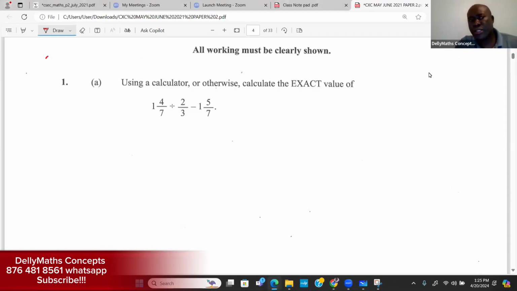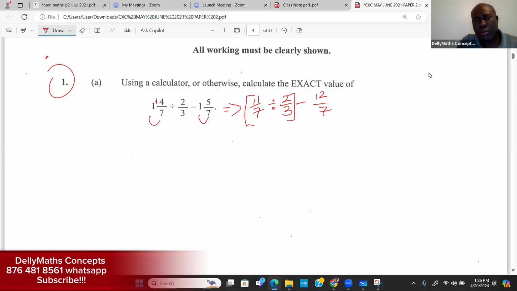All right, so the first question says we have 1 4/7, and we're going to divide this by 2/3, then subtract 1 5/7. So I'm just going to change all my mixed numbers to improper fractions. 7 times 1 plus 4 gives me 11/7, which is going to be divided by 2/3. I'm just going to change everything. 7 times 1 plus 5 gives me 12/7. I'm going to work out this part right now.